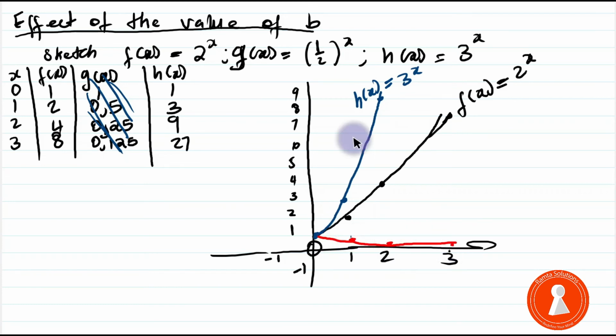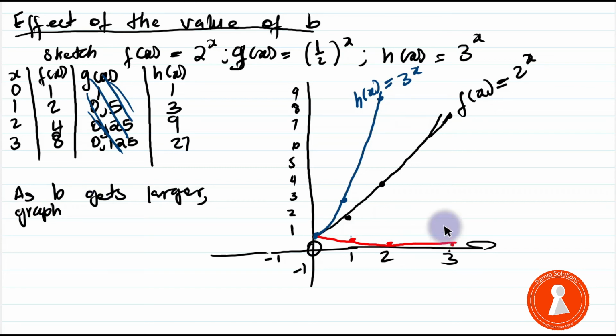Okay, something that I want you guys to see is this. As b gets larger, remember this one is the smallest b, which is half, 0.5. As b gets larger, the graph becomes steeper. Let me use the word steeper. Okay, as b gets larger, the graph becomes steeper.